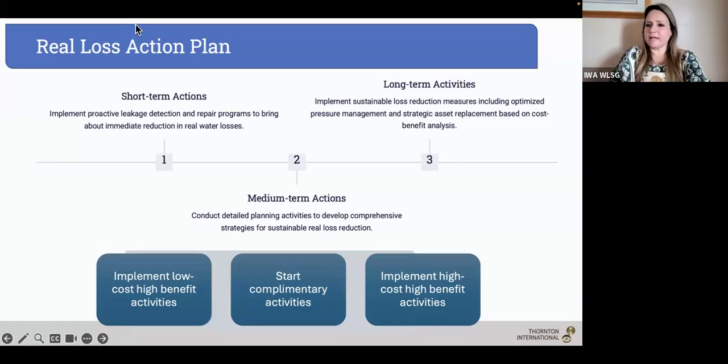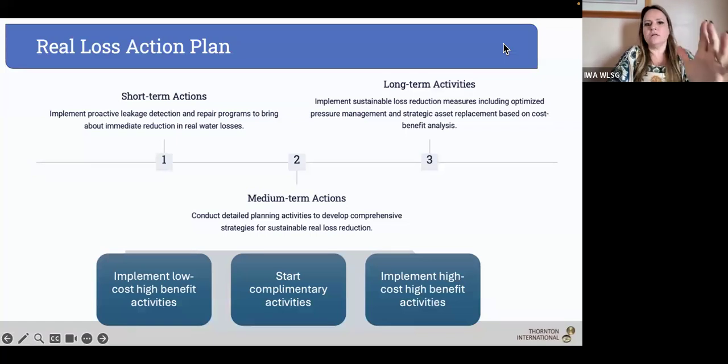Like, okay, I already have DMAs, so I can work on pressure management here, or no, I don't have DMAs, so I'm going to start with, okay, the short-term action will be leak detection, and then I have the complementary activities to work on medium terms and long terms. It's not always the same.